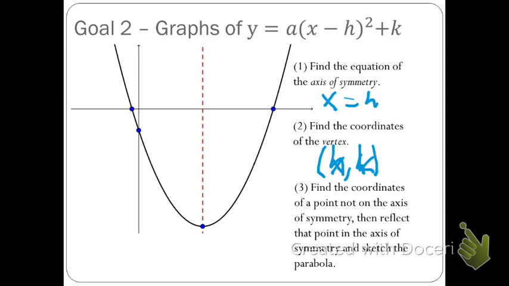Alright? And then as far as the coordinate of a point that's not on the axis of symmetry, if you can pick the y-intercept, you're going to pick the y-intercept. But if you can't pick the y-intercept, alright, then just pick any point that's not on the axis of symmetry and plug it in, and you'll be able to graph that quadratic function.